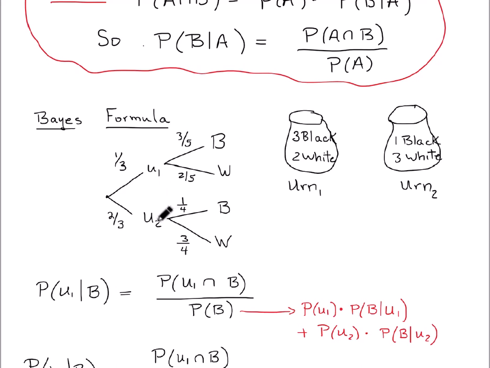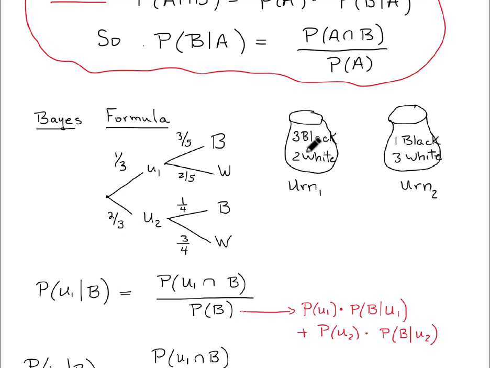So trying to introduce Bayes' formula now, let's look at a picture where I have urn or jar 1, urn 2. And in these urns, I've got 3 black, 2 white, 1 black, 3 white. So how did I get all these probabilities? Well, someone told me that the probability of picking urn 1 is 1/3. The probability of picking urn 2 is 2/3.